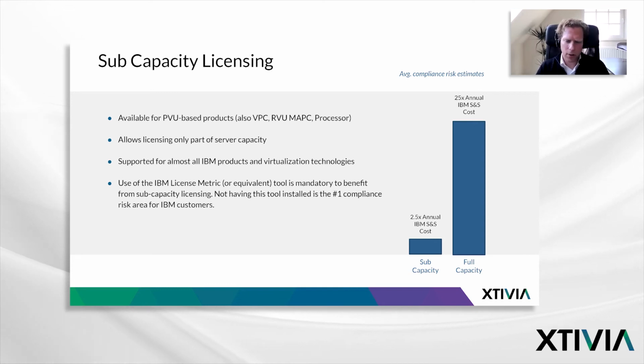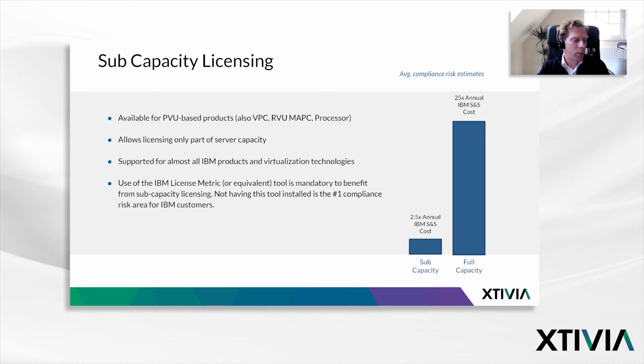So it doesn't matter if it's a virtual machine or logical partition, those installations have to be licensed to the full capacity of the machine, unless you meet the requirements for subcapacity licensing. Now, there are various requirements, but the most challenging requirement is installing the IBM License Metric Tool or an accepted alternative. There are not many of them. And this is the number one compliance risk area at all customers.